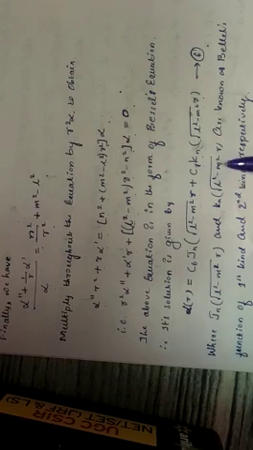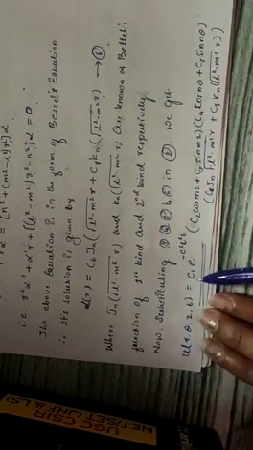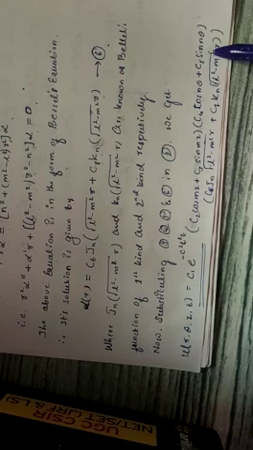Now substitute equation 6, equation 5, equation 4 and equation 3 in equation 2. Then we get the required solution as u of r comma theta comma z comma t equals this expression. So this is the required solution for the given problem.